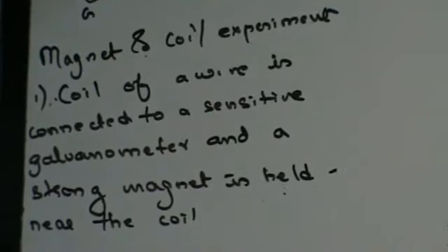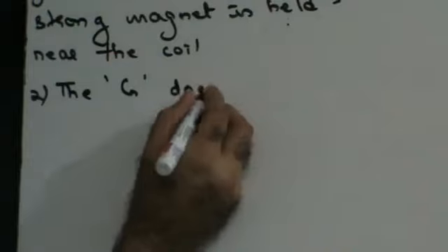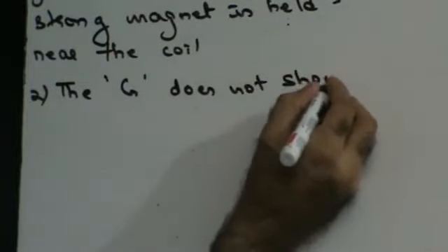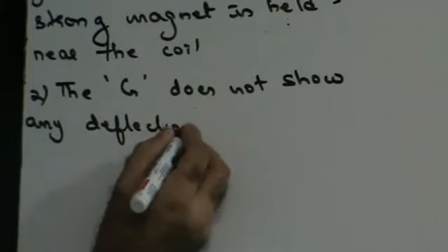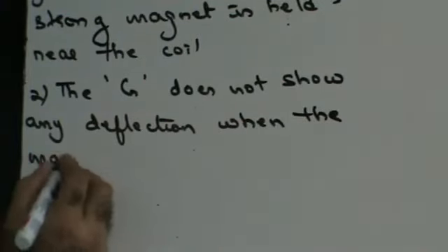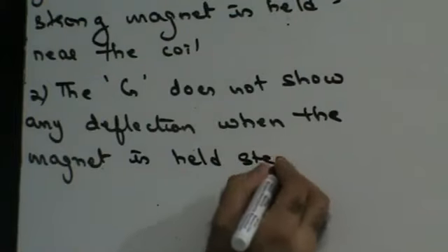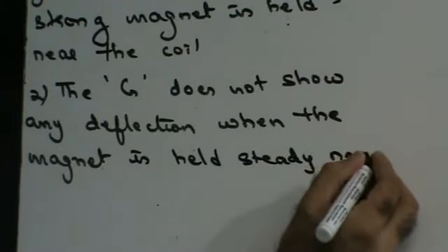Right? Now, it has been found that the galvanometer does not show any deflection when the magnet is held steady near the coil.